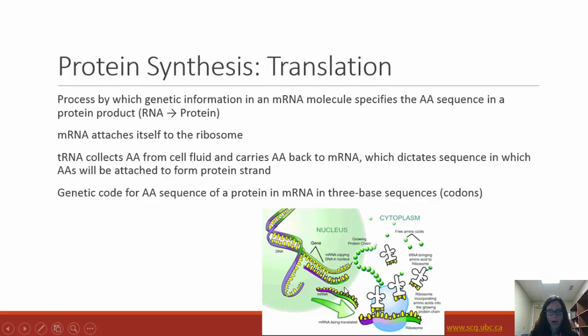We have our mRNA that leaves the nucleus and attaches onto this ribosome, which is protein-making machinery. It has a code. So 3 bases in a row indicate a specific amino acid. The tRNAs bring these amino acids, each dictating a specific amino acid. The tRNA brings the specific amino acids to the mRNA, and then we have a growing chain of amino acids.